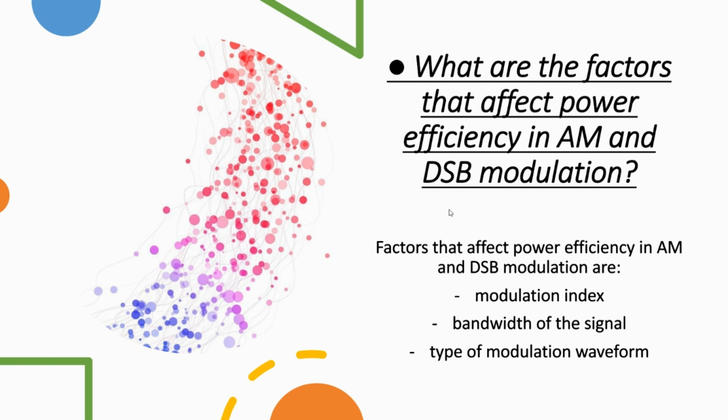Simple waveforms such as sinusoidal or square wave modulation require less transmission power and offer higher power efficiency. Therefore, the choice of modulation waveform and bandwidth is carefully considered to achieve the best balance between power efficiency and performance.